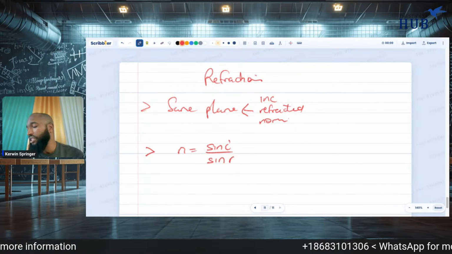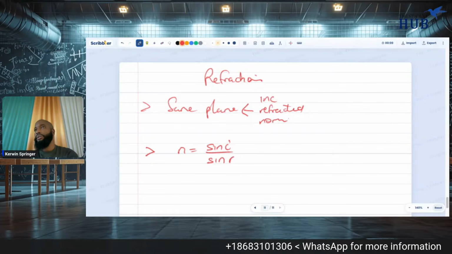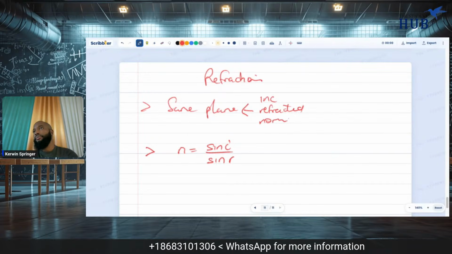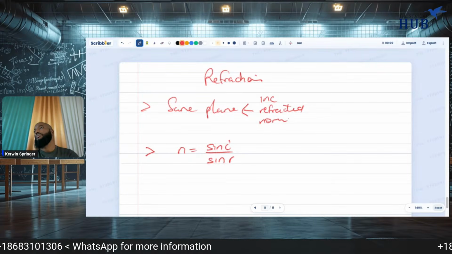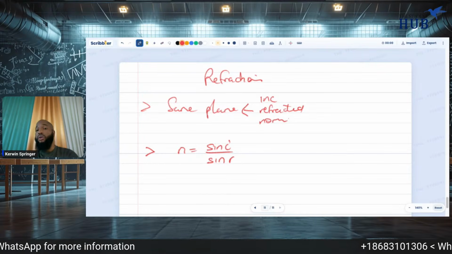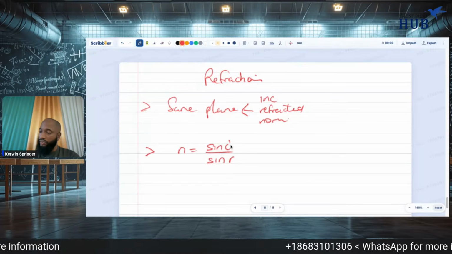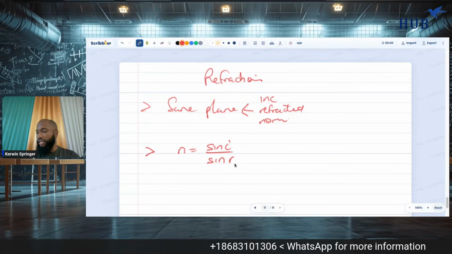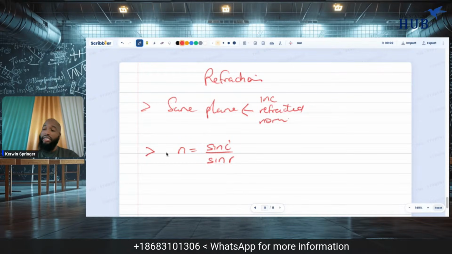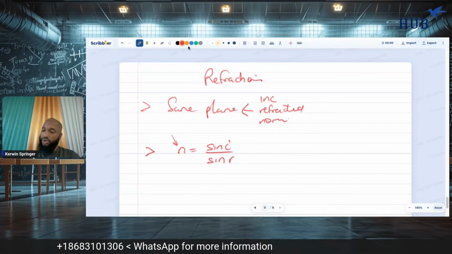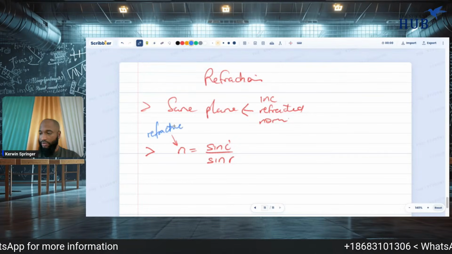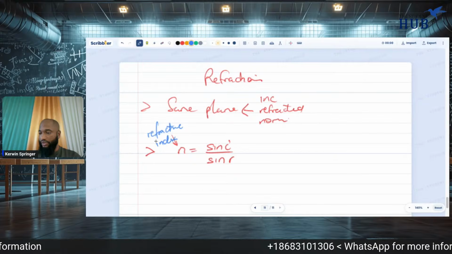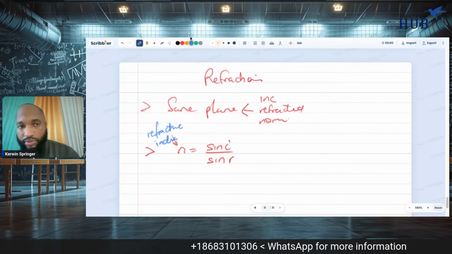So if you have to put this in words, how would you put this? The ratio of the sine of the incident angle to the sine of the refracted angle is always constant, and that constant is known as the refractive index. Refractive index. Cool.